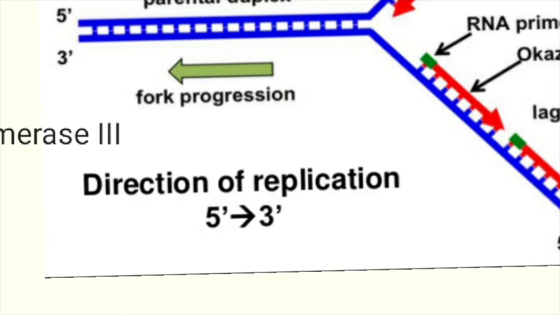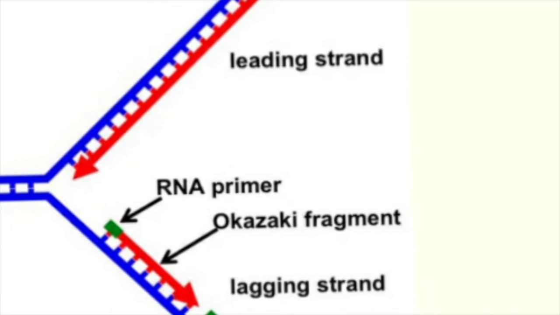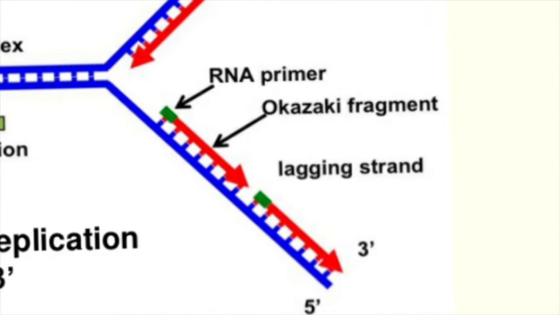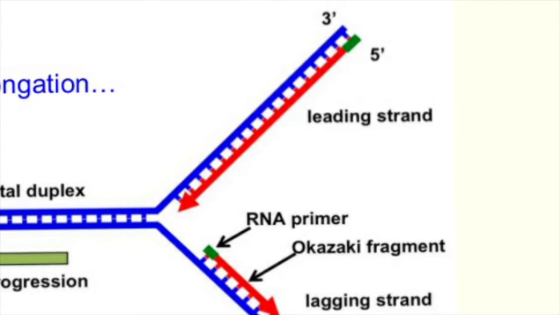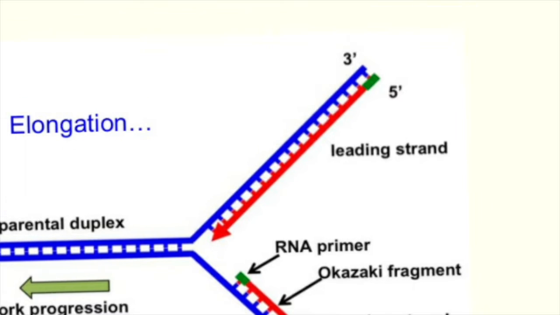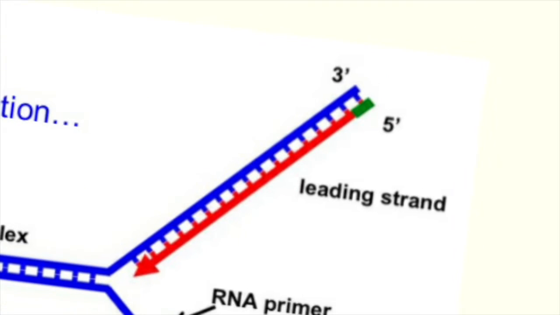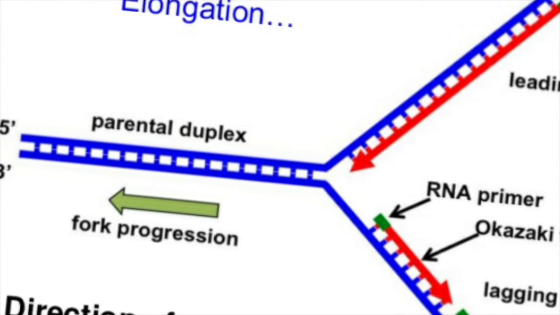In this process, there are two types of strands. The first strand is the leading strand and the second strand is the lagging strand. In the leading strand, the DNA polymerase III follows its normal reaction route. That means it adds nucleotides to the 3' free end of the chain of nucleotides, and this is always in the direction of the replication fork.